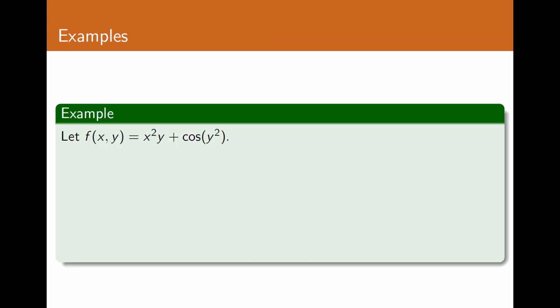So let's see an example. Let f of x y be x squared y plus cosine y squared. We're going to take the partial derivative of this function with respect to x and with respect to y. First, with respect to x, notice the cosine y squared has no x's in it, so that's a constant in terms of x, so that will go away. In the first term, x squared y, y is treated as a constant as well, so that'll just become 2xy. So our partial derivative with respect to x is just 2xy.